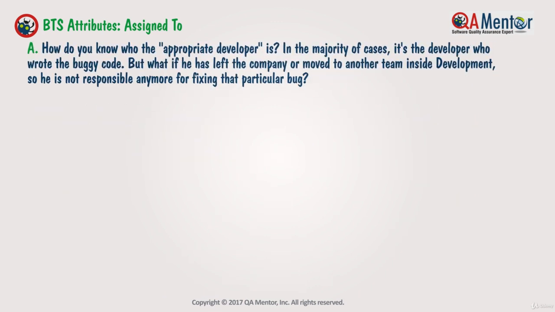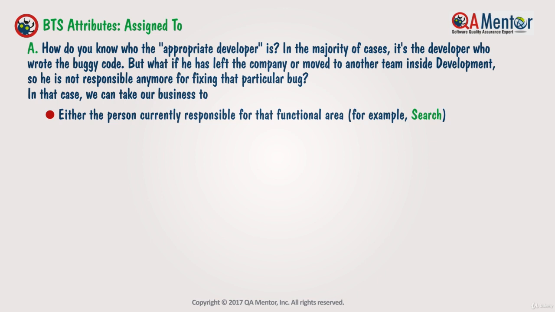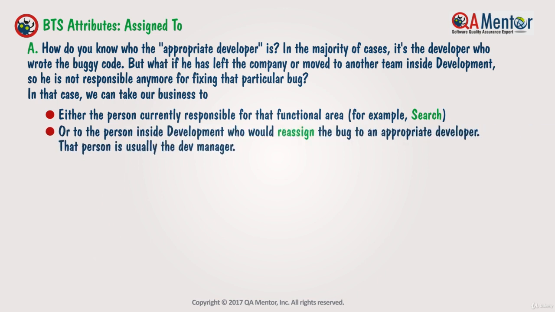A, how do you know who the appropriate developer is? In the majority of cases, it's the developer who wrote the buggy code. But what if he has left the company or moved to another team inside development, so he is not responsible anymore for fixing that particular bug? In that case, we take our business to either the person currently responsible for that functional area, for example, search, or to the person inside development who would reassign the bug to an appropriate developer. That person is usually the dev manager.